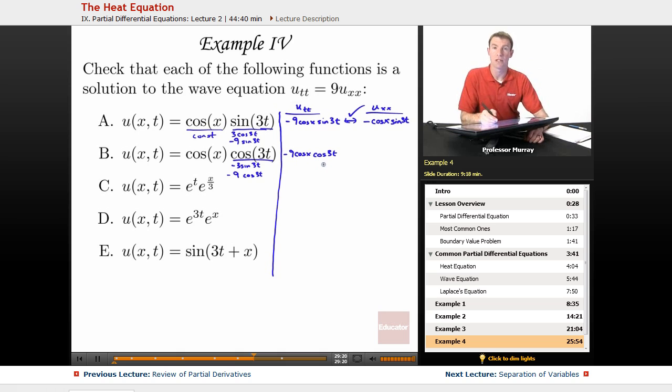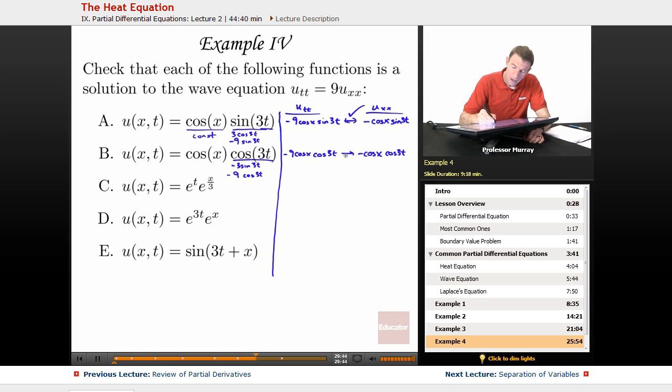Then on the other side, we're looking at u sub xx, so that cosine of 3t will just come down as a constant, since you think of t as being a constant. Now, the derivative of cosine is negative sine, and the derivative of that is negative cosine. So our second derivative is negative cosine x times cosine of 3t.